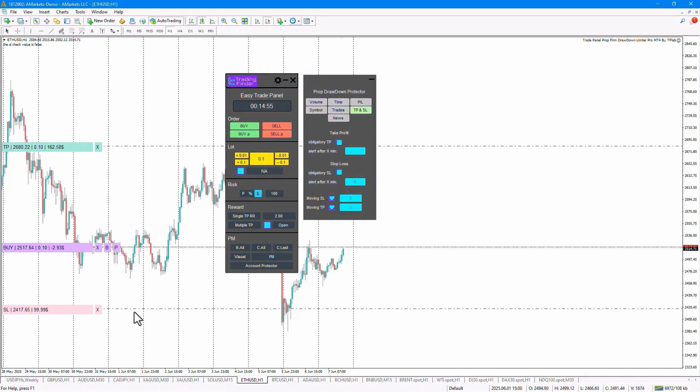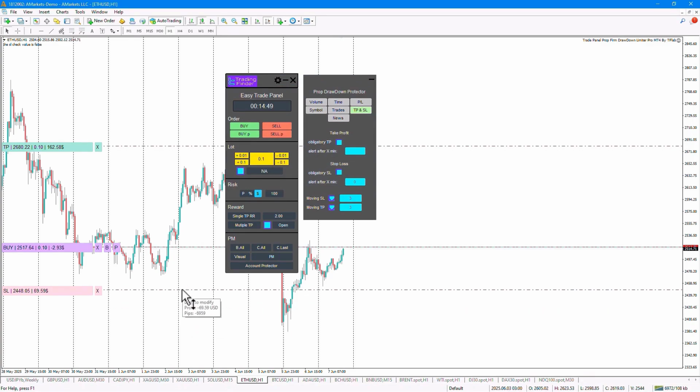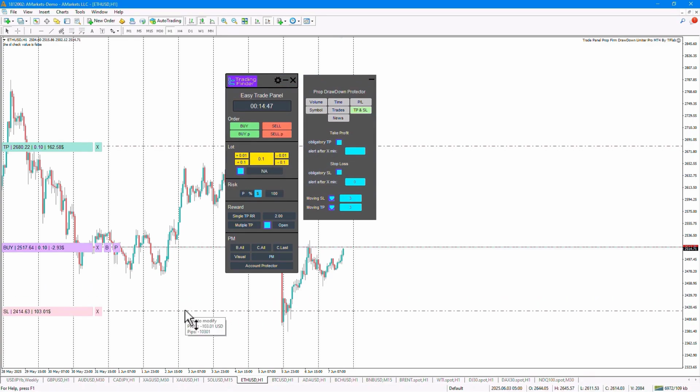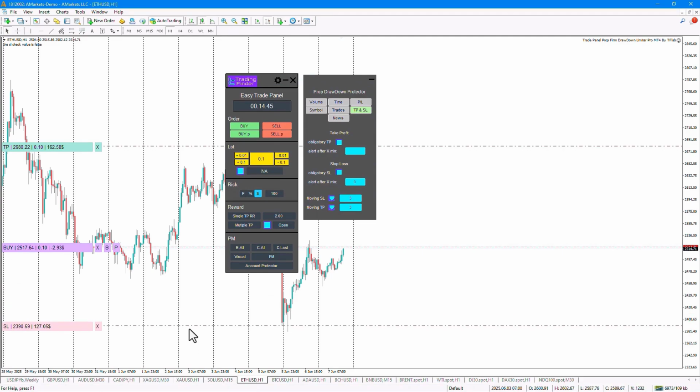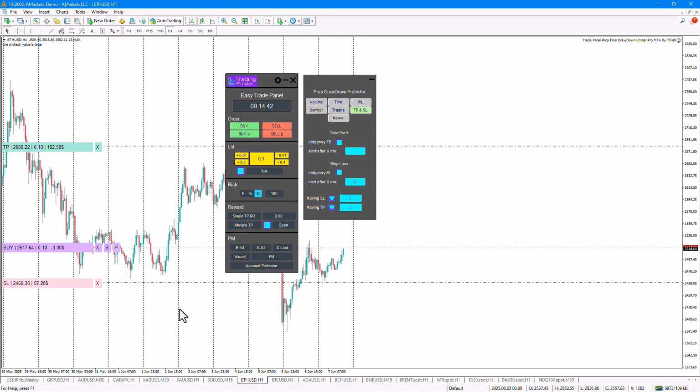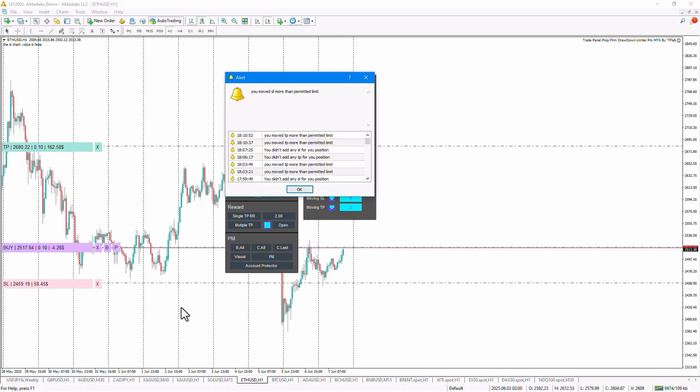In the lower section, the same rule applies to the stop loss level, that is, I am only allowed to move the stop loss level 3 times. And if I try to move my stop loss for the 4th time, I will receive a warning message saying, I have moved my stop loss level more than the allowed limit.